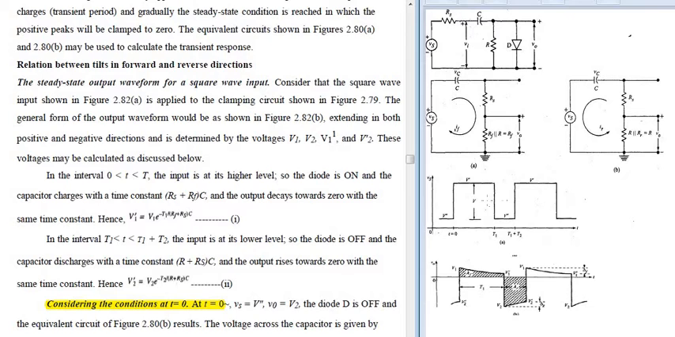Okay. Whenever I am explaining, if you have any doubt, go through the theory that I have kept over here. So first I am considering the square wave input which has been applied to your clamping circuit. This is a clamping circuit. I am applying the square wave to the clamping circuit.